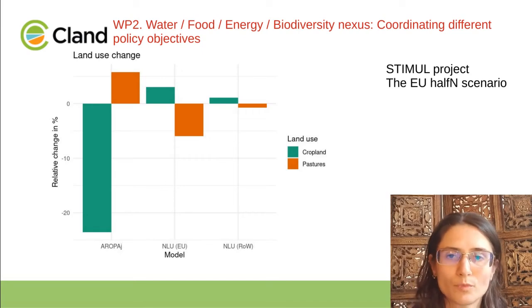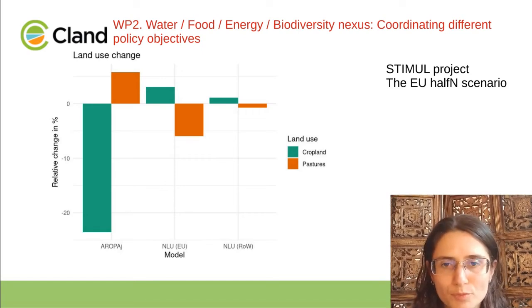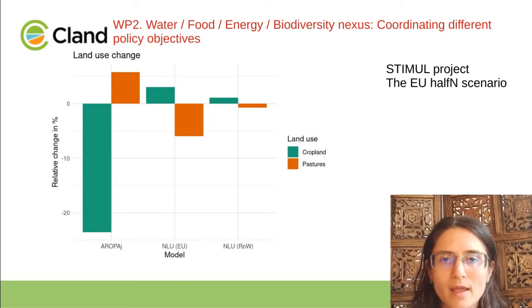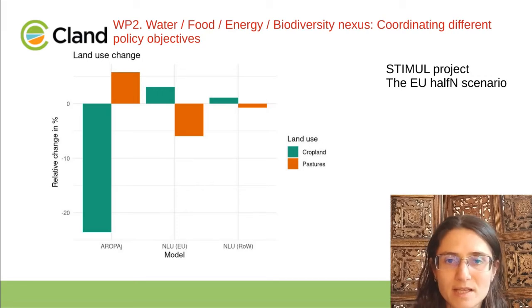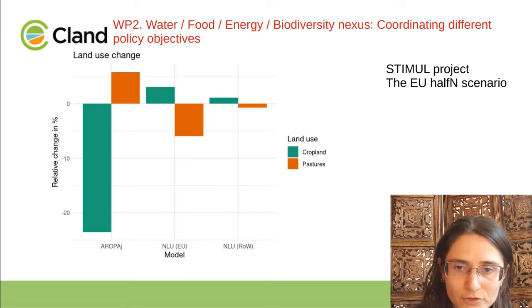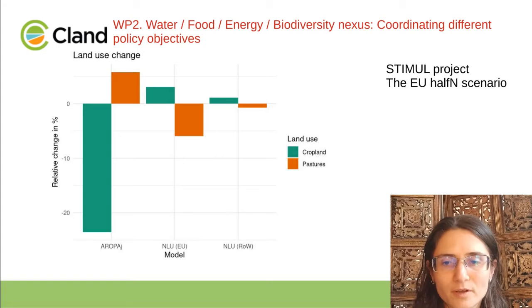So we're going to import more food, which is going to be produced elsewhere, and this is a potential source of leakages. As we're going to see later in the presentation, there are more greenhouse gas emissions in total at the global scale, resulting from our policy at the European level, than before.